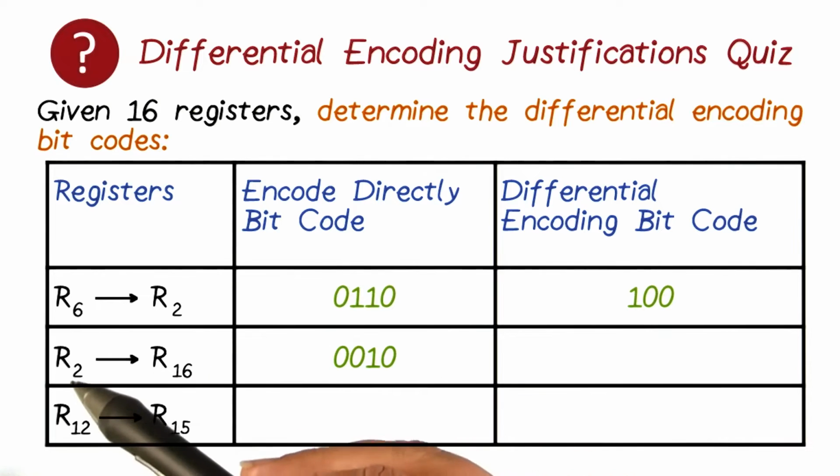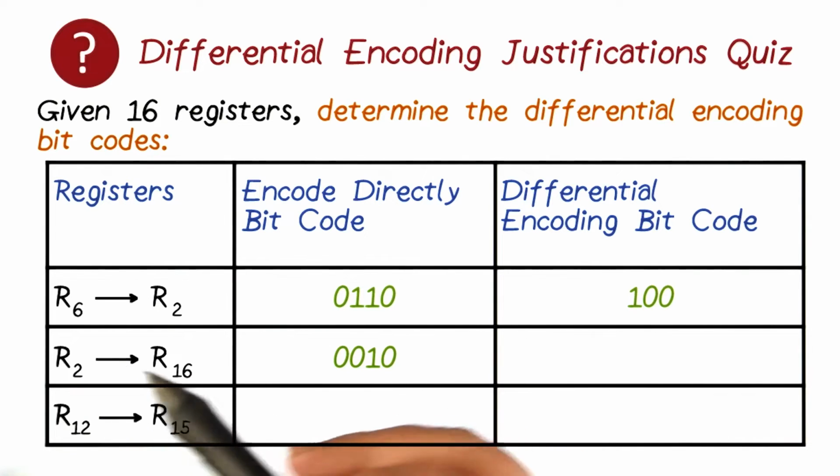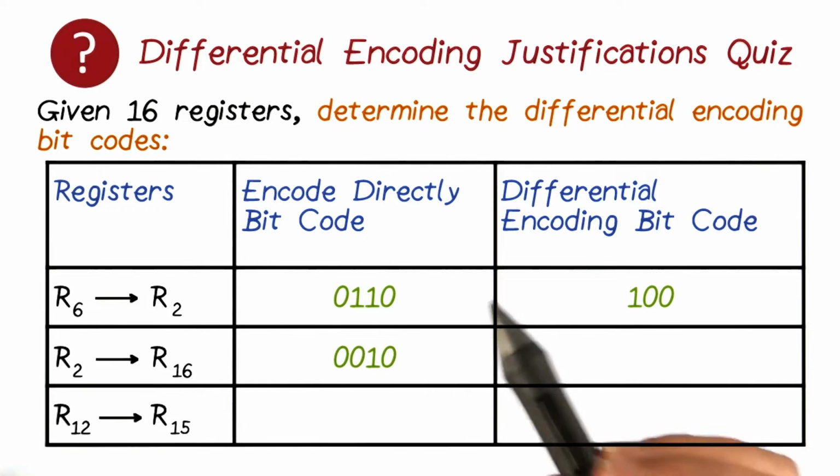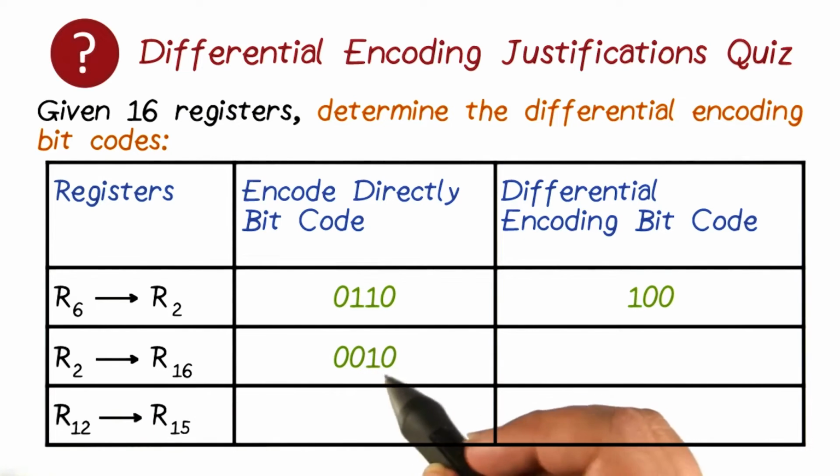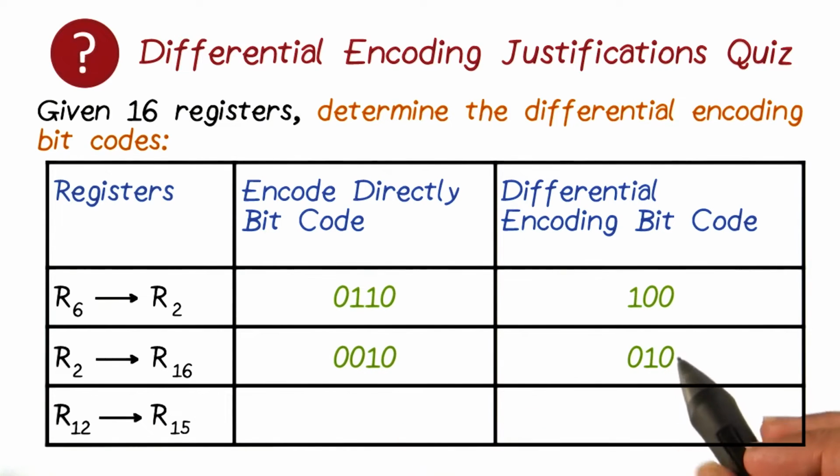Next, if we were to go from R16 to R2, the R2 is encoded now as 0010 as the direct encoding, whereas in the difference encoding we need only 3 bits, and the difference is 2 in this particular case, which is encoded as 010.